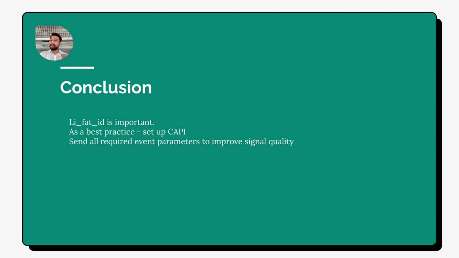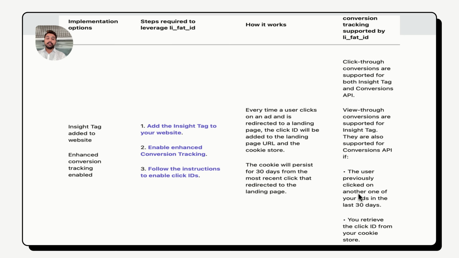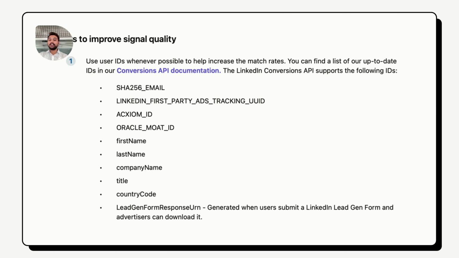So to conclude, LI fat ID is important. As a best practice, set up Conversions API and send LI fat ID through Conversions API. And to also leverage view through conversions, as I've already mentioned, you need to retrieve this click ID from your cookie store and send it back to LinkedIn ads.